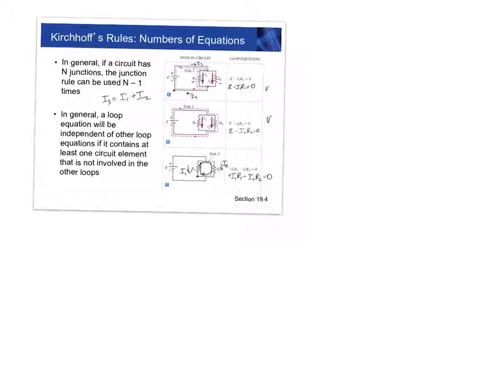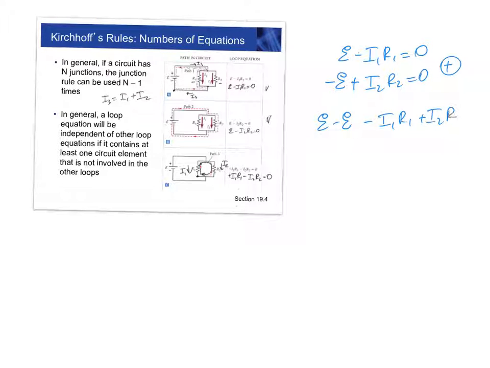If we add those equations, EMF minus I1 R1 is equal to 0. EMF minus I2 R2 is equal to 0. Now we have to subtract, so we multiply this one by -1, and then we add them. We would have EMF minus EMF, minus I1 R1 plus I2 R2 is equal to 0. So this cancels out, and we have minus I1 R1 plus I2 R2 equals 0.